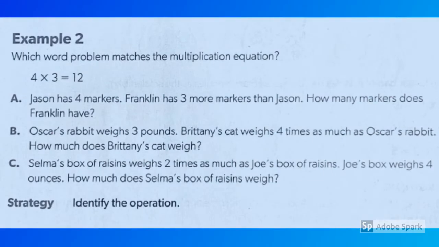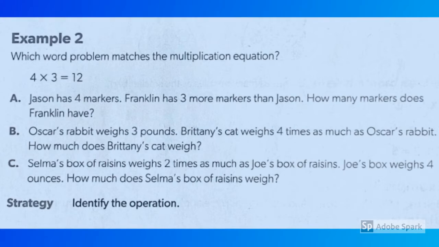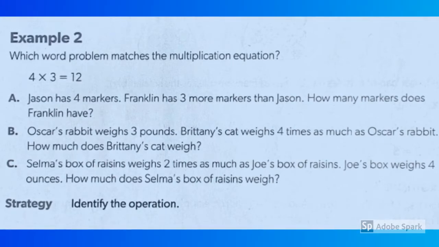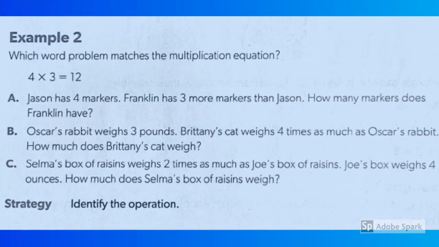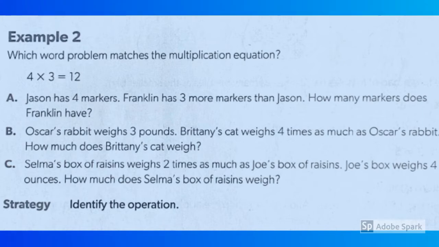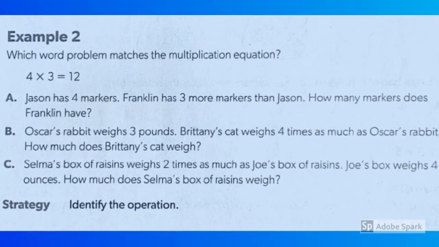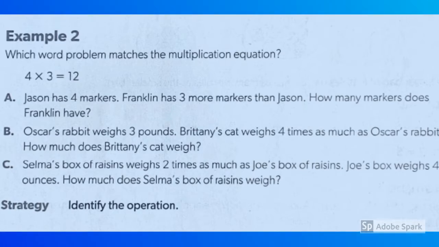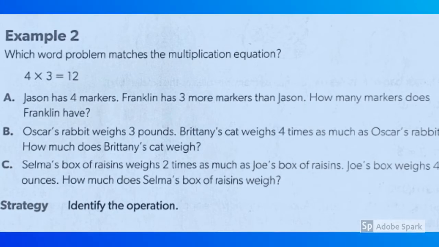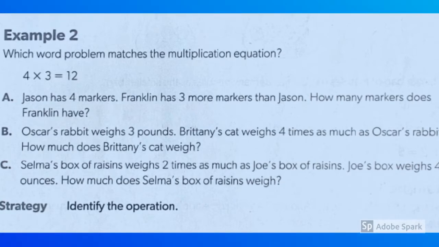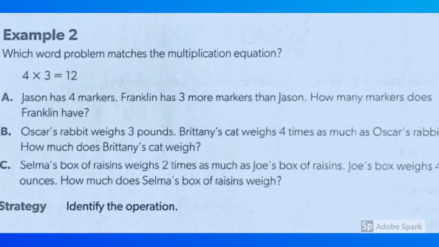Example 2. Which word problem matches the multiplication equation? 4 times 3 equals 12. A. Jason has 4 markers. Franklin has 3 more markers than Jason. How many markers does Franklin have? B. Oscar's rabbit weighs 3 pounds. Brittany's cat weighs 4 times as much as Oscar's rabbit. How much does Brittany's cat weigh? C. Selma's box of raisins weighs 2 times as much as Joe's box of raisins. Joe's box weighs 4 ounces. How much does Selma's box of raisins weigh?